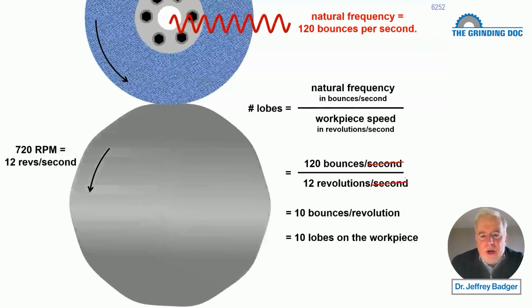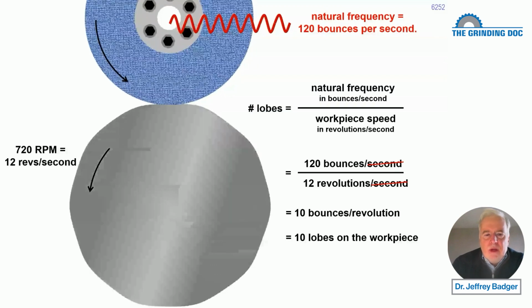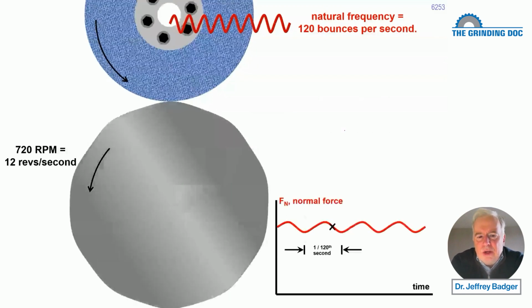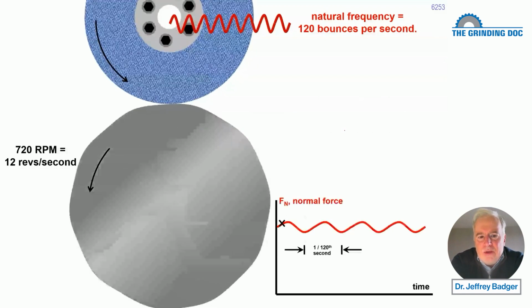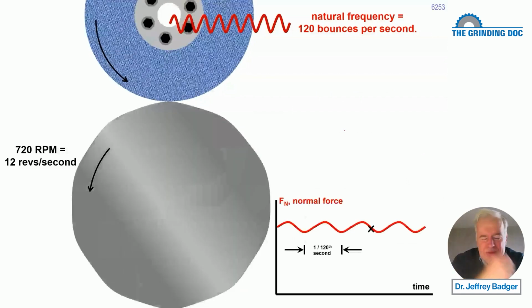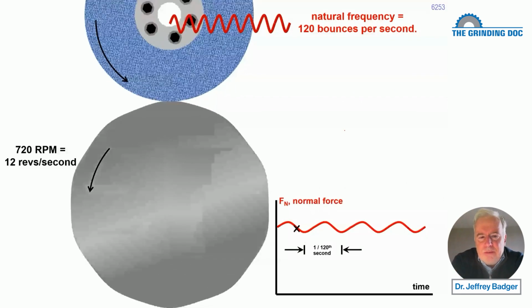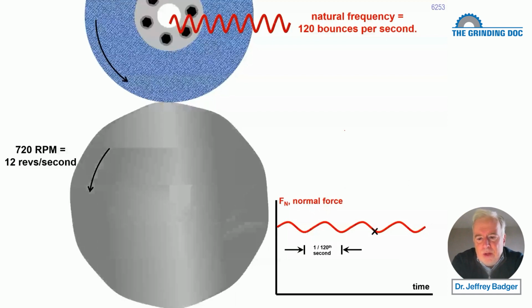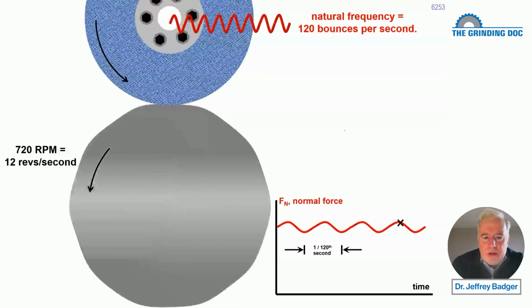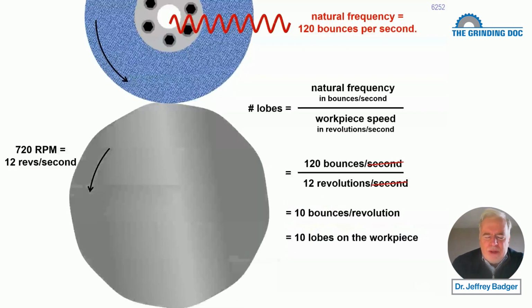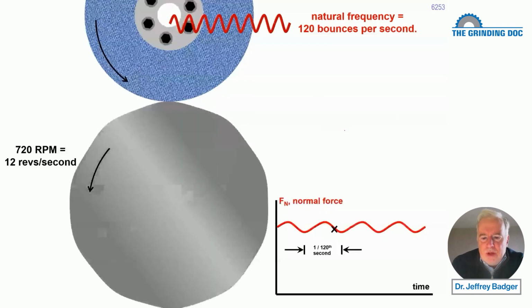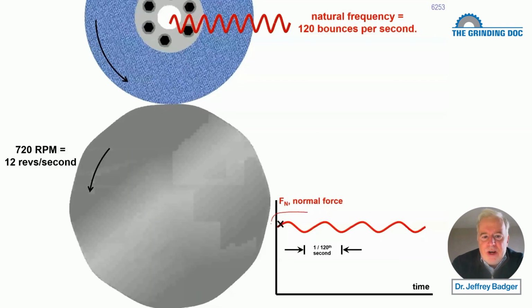bounces a second. However, here's where it gets messy. Now we've got those 10 little lobes on the workpiece, and those 10 little lobes mean that sometimes the depth of cut is a little bit bigger and a little bit smaller. Not much, but just a little bit bigger, a little bit smaller. So what does that do? It causes the normal force to vary.